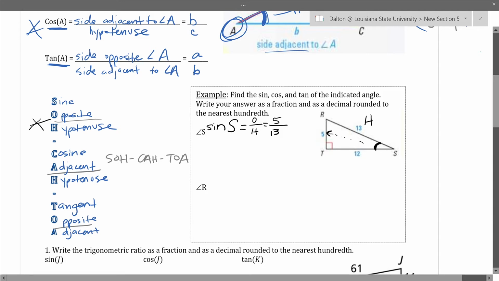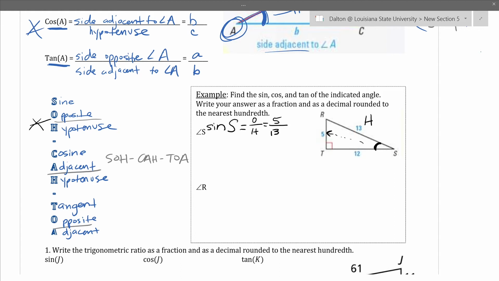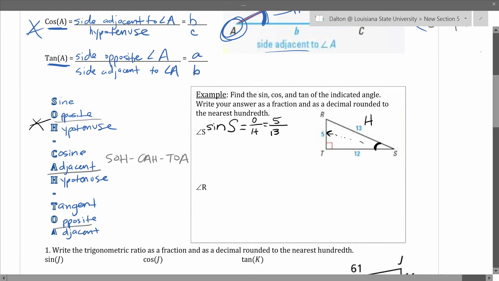There you go. If you divided 5 divided by 13 in your calculator as a decimal to the nearest hundredth, you should get about 0.38. Okay, so there's the sine of angle S. Next, the cosine of angle S using this ratio is A over H, adjacent over hypotenuse.